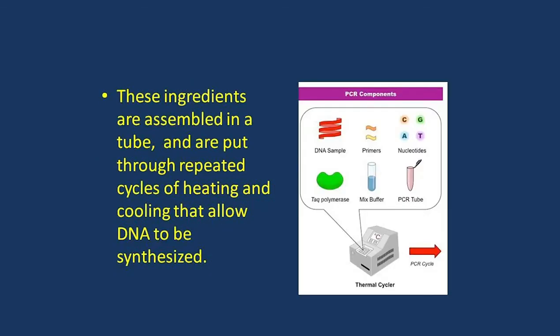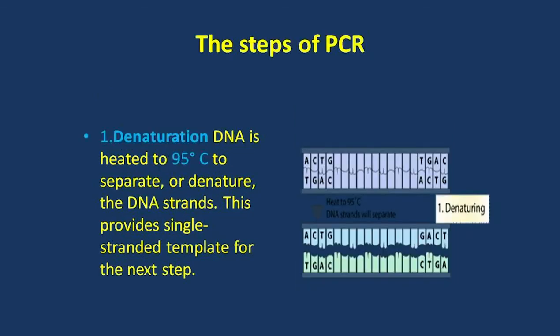These ingredients are assembled in a tube and put through repeated cycles of heating and cooling that allow the DNA to be amplified. Now let us look at the steps of PCR. PCR has 3 steps. First step is called denaturation, in which DNA is heated to 95 degrees centigrade to separate the 2 strands of DNA, or denature the DNA.